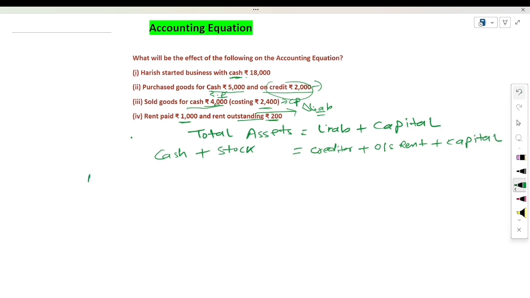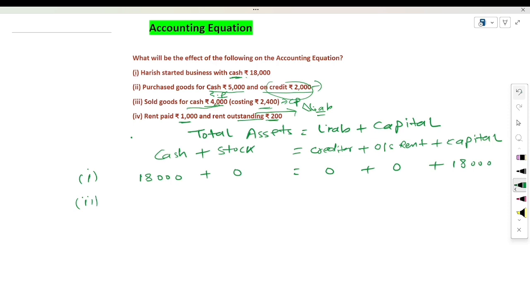Okay, now we will solve the problem. Harish started business with cash. How much? 18,000. It means cash value will be here 18,000. Stock 0, creditors 0 plus outstanding rent 0. This cash balance will be the capital for the business, 18,000.